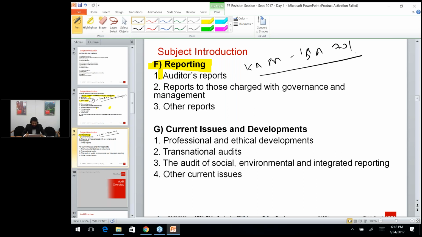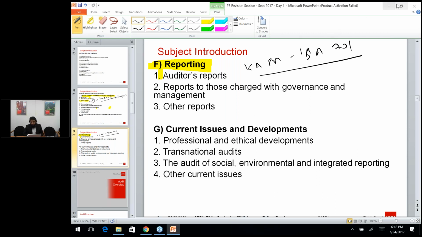Lastly, there are a few current issues and developments. In fact, not a few, there are a lot of current issues. There are a lot of developments that have been happening at the P7 front, at the audit front, so they are also examinable. I'm not going to cover them in detail, but the other areas of the syllabus I will be covering in detail.